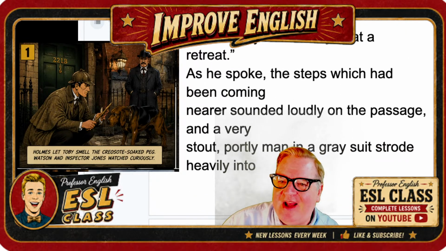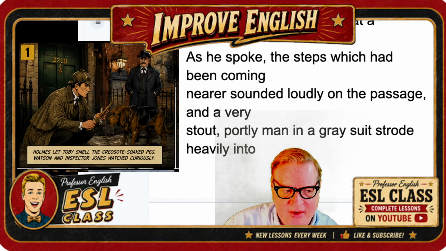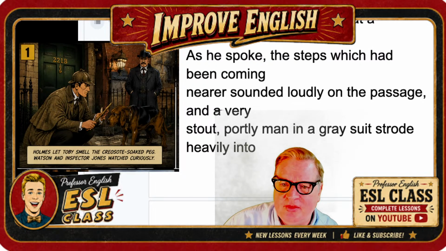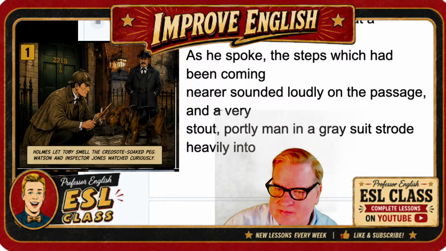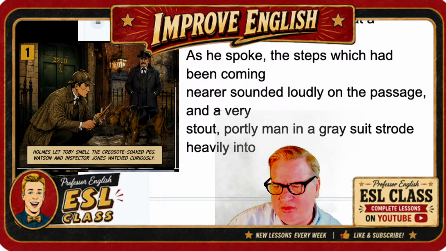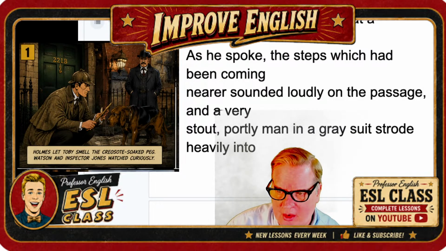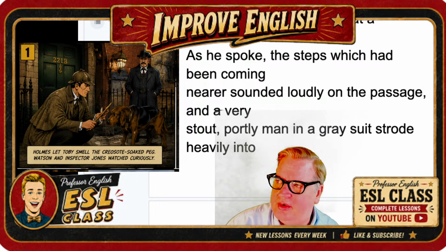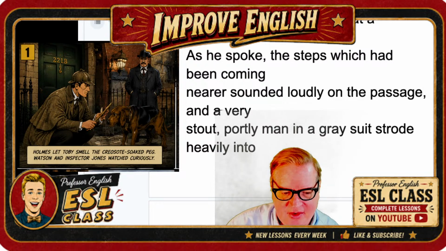Okay, but as he spoke, the steps which had been coming nearer sounded loudly on the passage. And a very stout, we've seen that word already, here it is again, which means strong. A very stout, portly is a polite word for fat. So this is a very strong, but also kind of fat man in a gray suit, strode heavily in. To stride means to walk. Stride, strode. I don't know what the past participle of stride is. Stridden? Stride, strode. Let me ask ChatGPT.